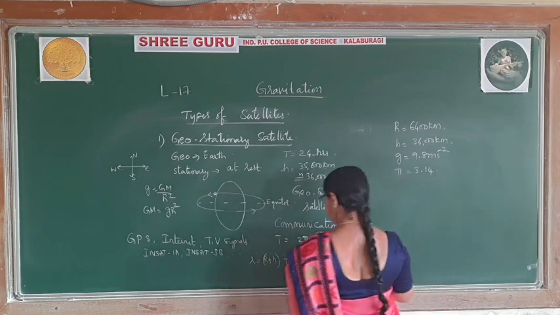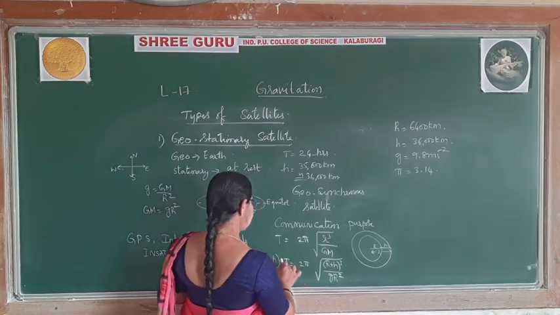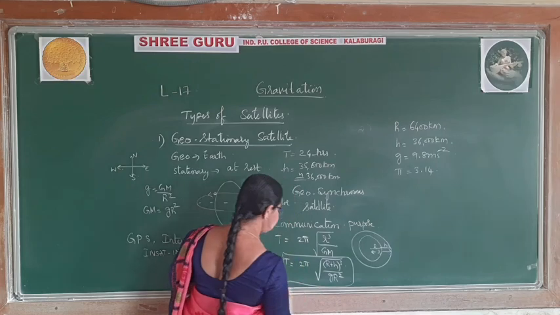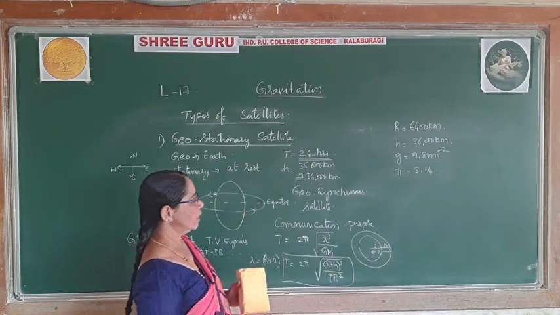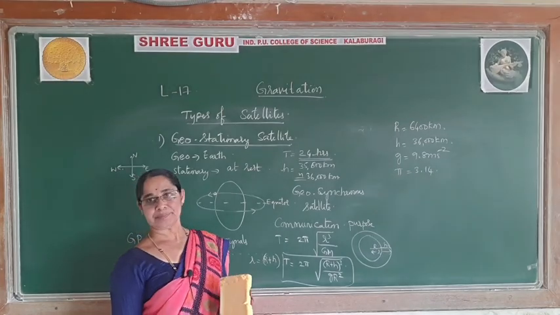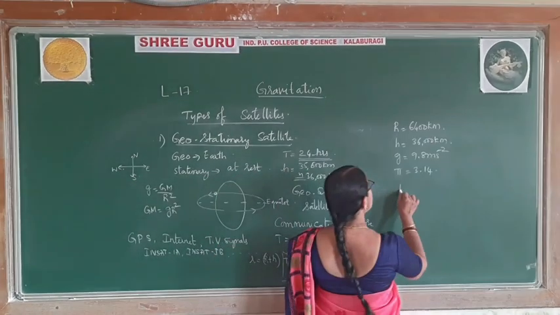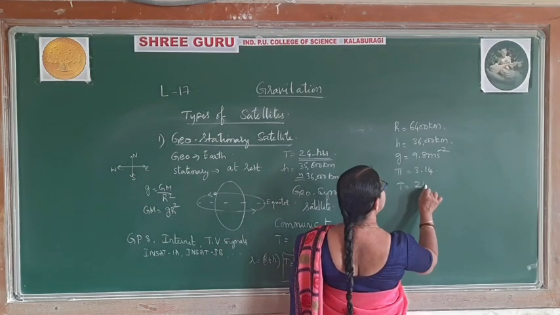Using all this, if you substitute, you get the time period of the satellite equal to 24 hours. This is what you get for time period, that is T is equal to 24 hours.